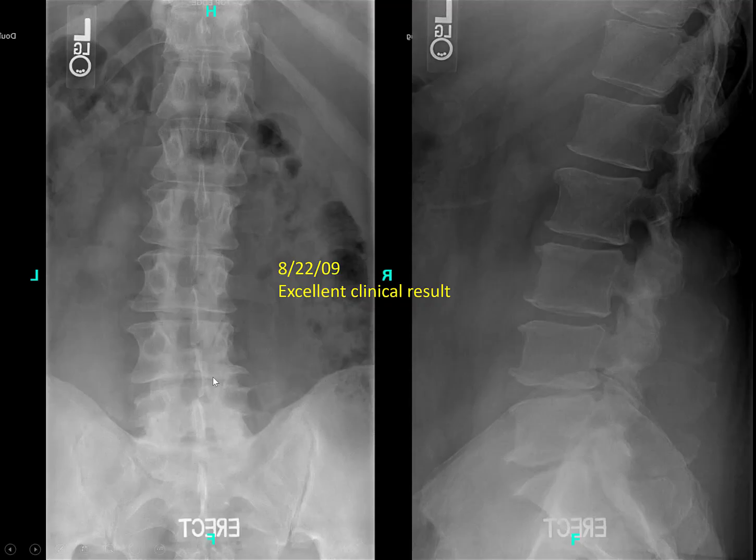So you can see here the laminoforaminotomy defects. See all those little holes? And he had an excellent clinical result, super happy. Went back to all of his physical labor, everything. So for him, it was kind of a small operation, a 4-level decompression. He was very happy, 2009.